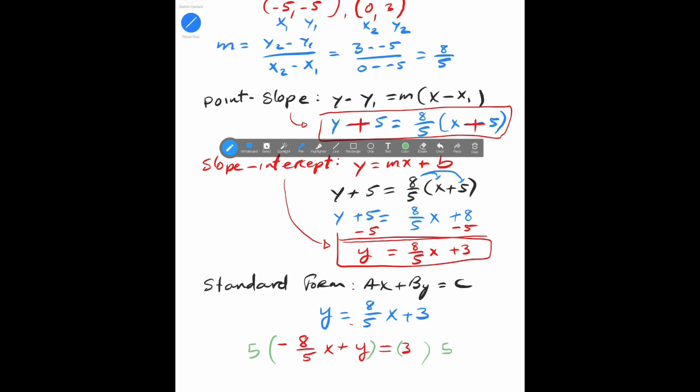okay. Now, we need to make this negative a positive. The only way that can happen is if we multiply by a negative value. Okay, so instead of 5, we multiply by negative 5. So this can turn into positive. All right, so negative 5 times a negative 8 divided by 5, that's a positive 8, and we have an x. Okay, negative 5 times y, that's a negative 5y equals negative 5 times 3 is a negative 15. Then that right there is your standard form.